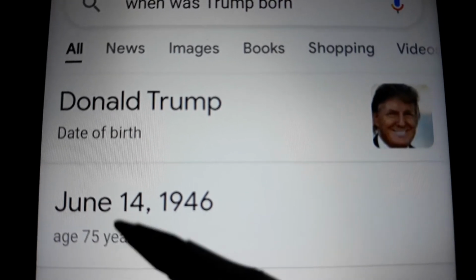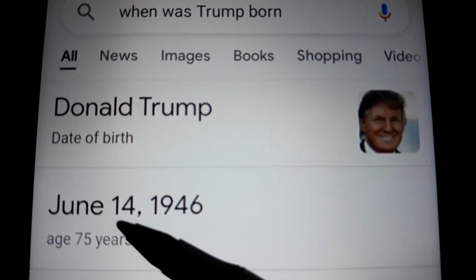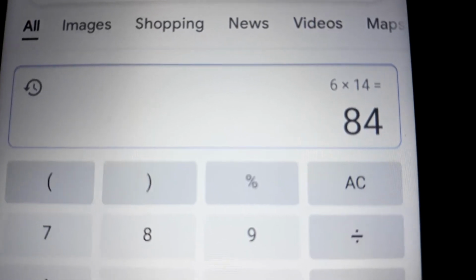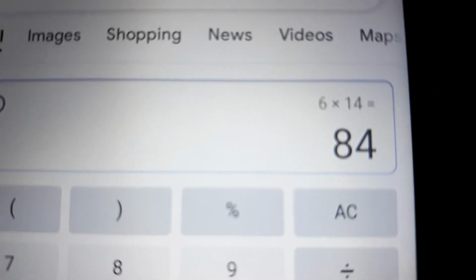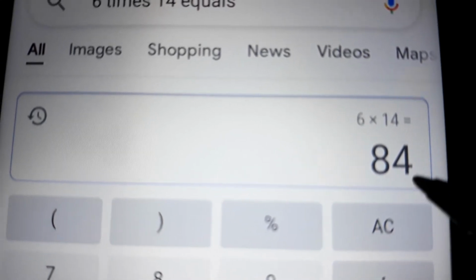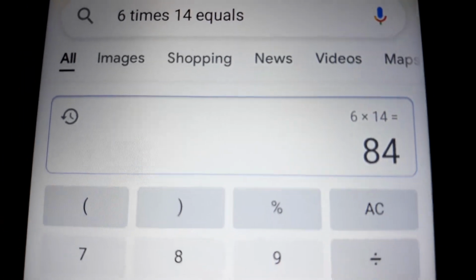And I told you Trump was born on June 14th, 614, right? And if you put 6 times 14 into the calculator, you get 84, you see? Because I told you that's the day Trump gets his head wound, 84, on Obama's birthday.